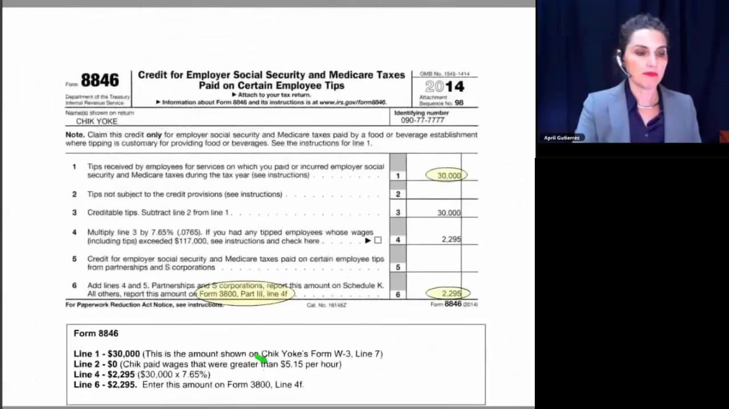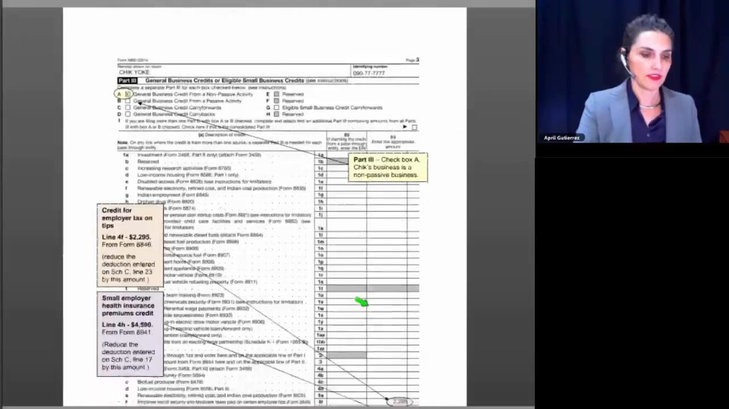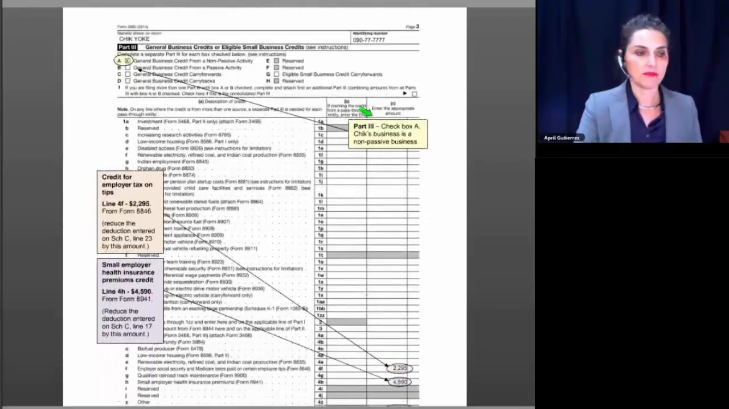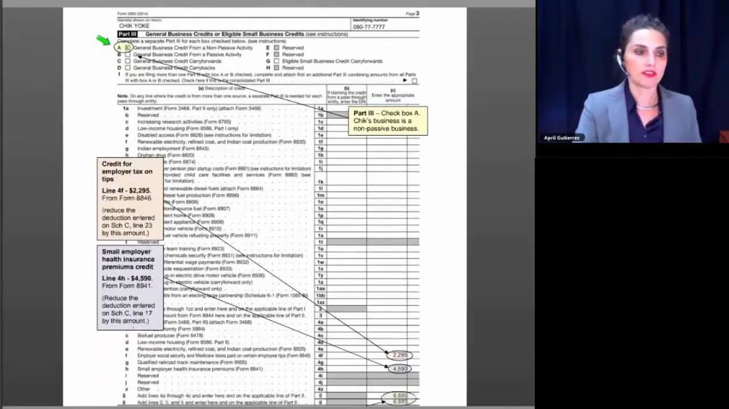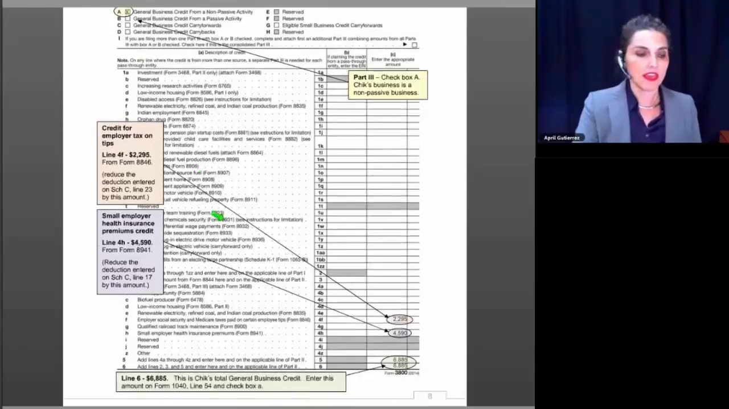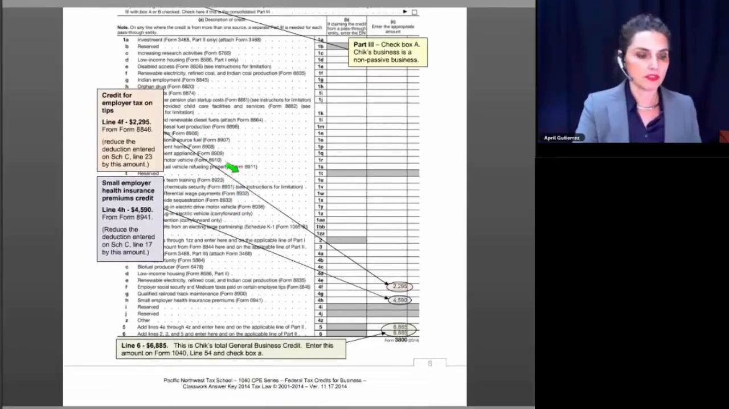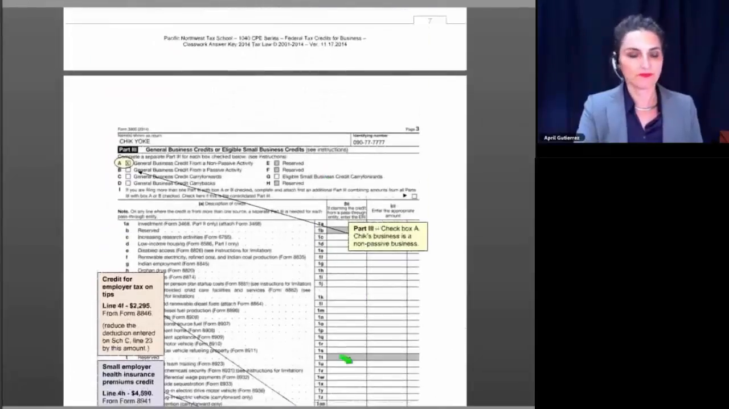So let's go back up to Form 3800. And we begin Form 3800 by completing Part 3. She is going to again check box A because this is a non-passive activity. And on the form, she goes down to line 4F and enters the amount of her employer credit for tax on tips. She goes to line 4H and enters her employer credit for health insurance premiums paid. And she totals those two numbers up and she gets $68.85.